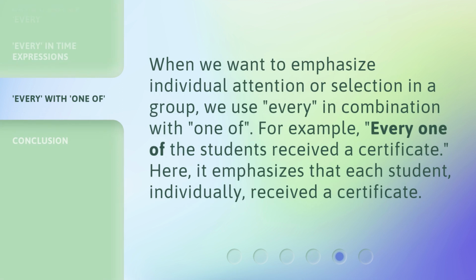When we want to emphasize individual attention or selection in a group, we use every in combination with one of. For example, every one of the students received a certificate. Here, it emphasizes that each student, individually, received a certificate.